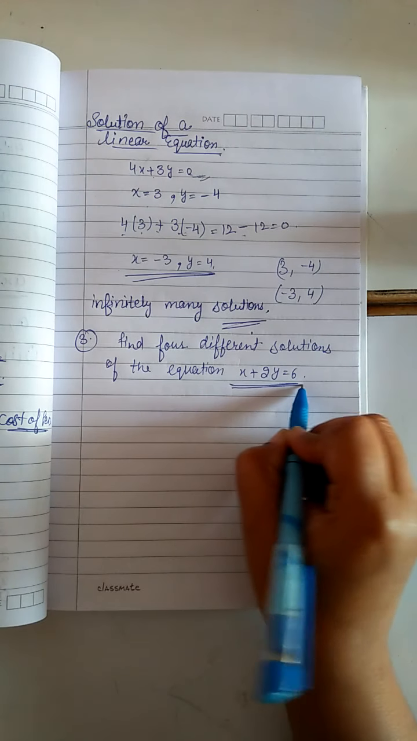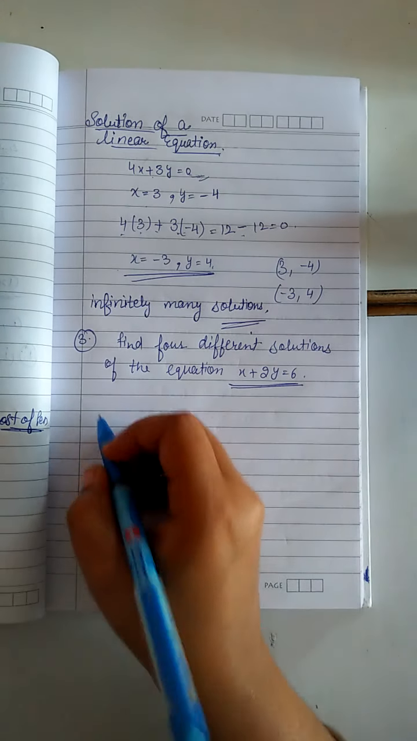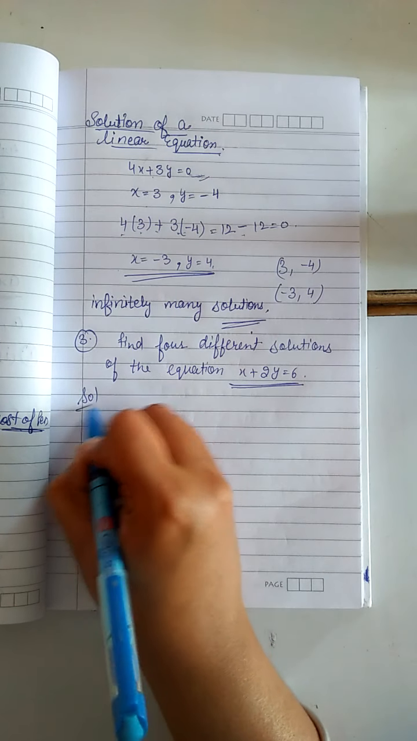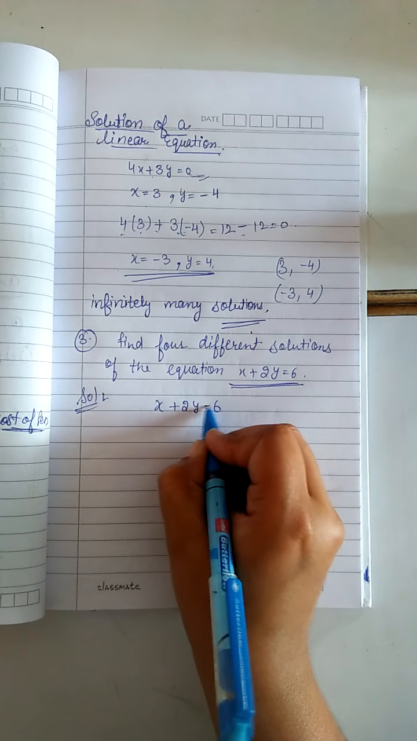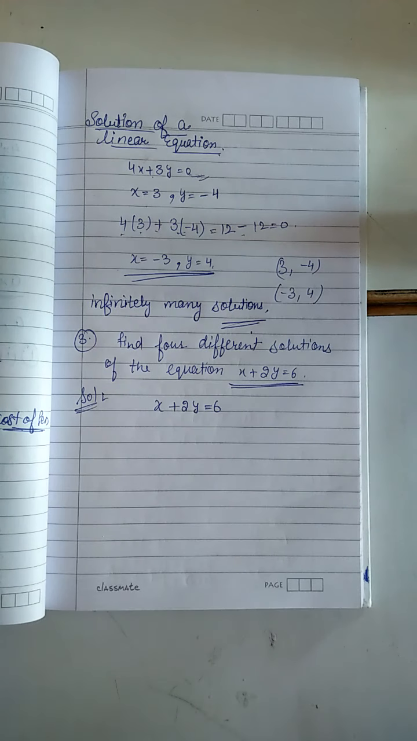Now how can we find the solution of this equation? So let us solve x plus 2y is equal to 6. First of all, take the value of one variable as 0.